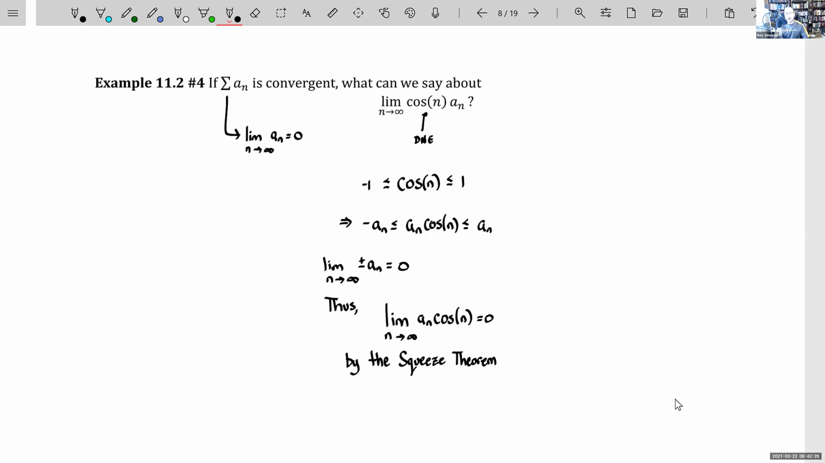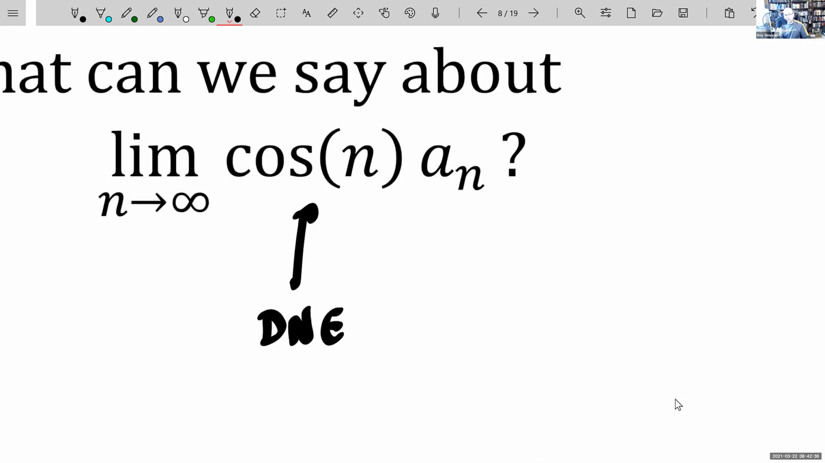It's a very nice problem. Just remember from Calc 1 that when you're taking limits of products and one of your factors in that limit does not exist, then you're going to have to use something other than just saying 0 times anything is 0. That's not true. You have to use something like the squeeze theorem in this case.